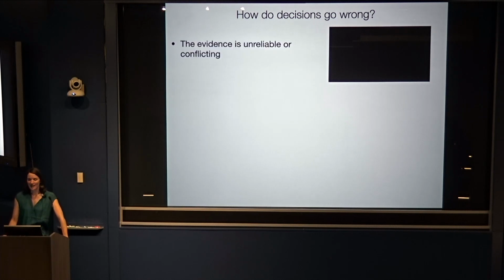Okay, so the first thing that happens is that sometimes the evidence is just unreliable or conflicting. So I'm going to try to show you an example of that now. Your goal as the observer is to tell me by raising your hand whether you see 1 flash or whether you see 2 flashes. Okay? So hopefully you're all ready.